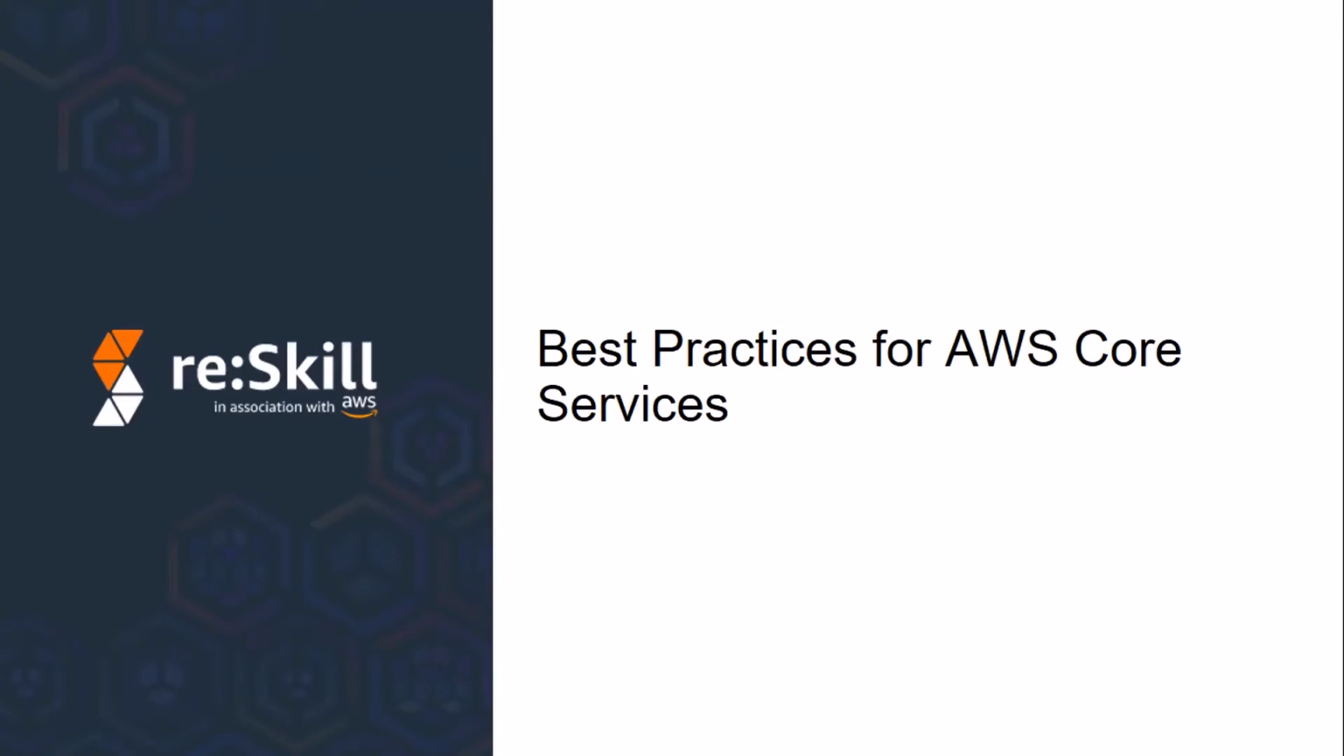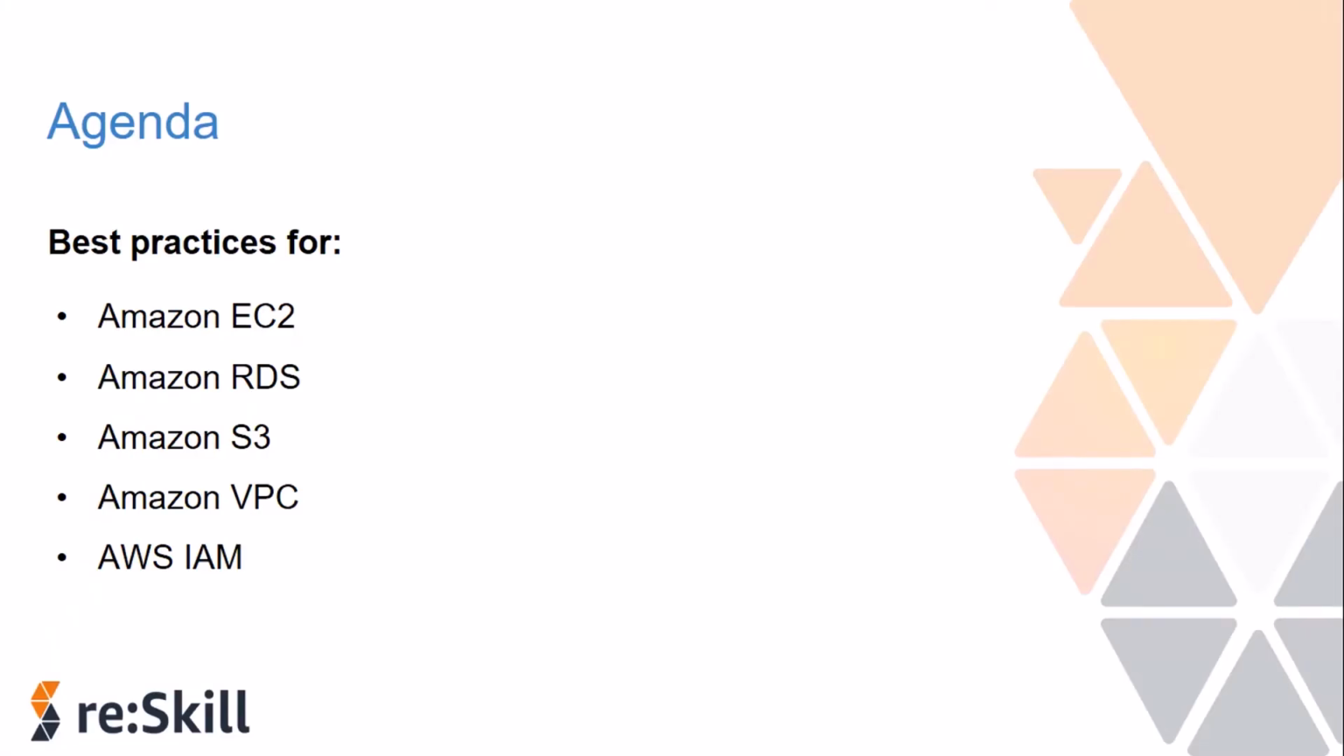Hi everyone, welcome to this video where we will talk about a few best practices of various AWS core services. So the agenda for today's video looks like this. We'll talk about the best practices for Amazon EC2, Amazon RDS, Amazon S3, Amazon VPC and AWS IAM.